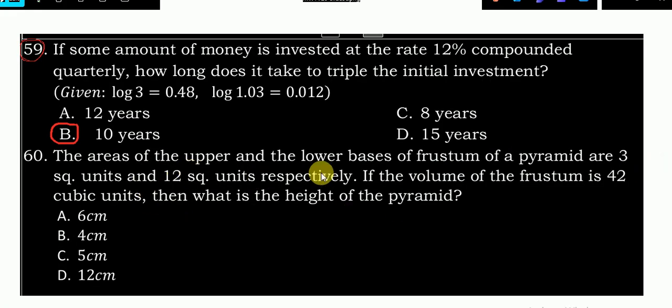Last problem, number 60. The areas of the upper and the lower bases of a frustum of a pyramid are 3 square units and 12 square units respectively. If the volume of the frustum is 42 cubic units, then what is the height of the pyramid?